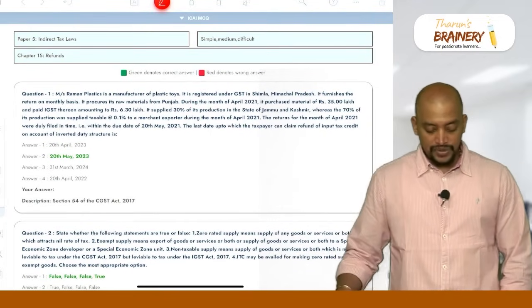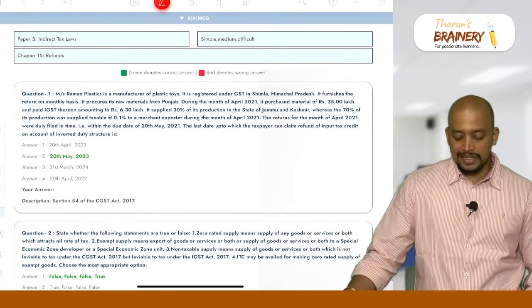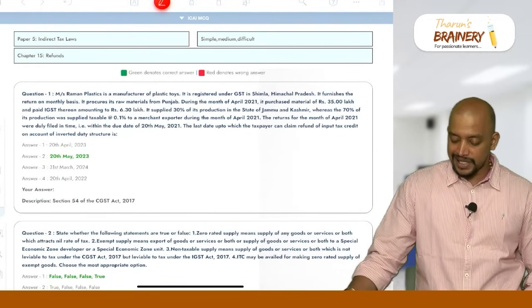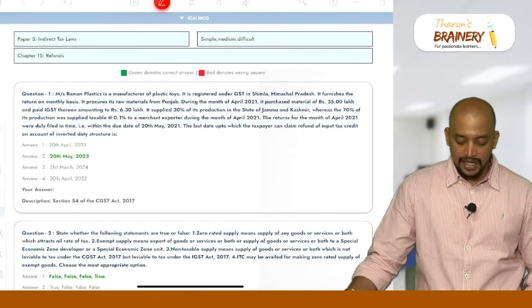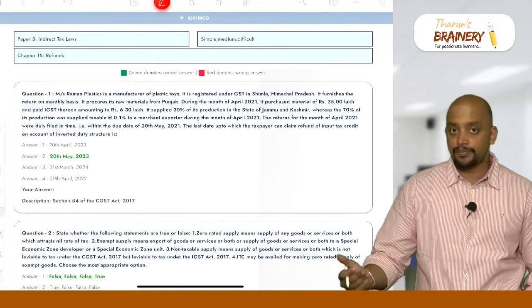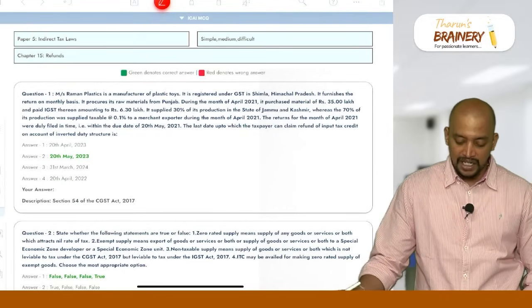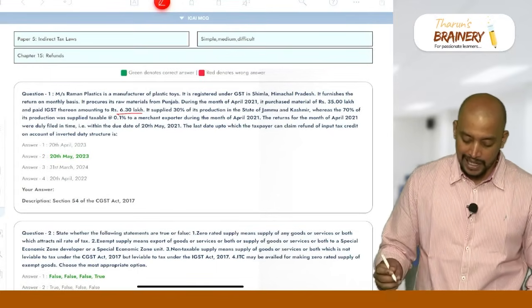Then the next chapter, 15, refunds. Messrs. Raman Plastics is a manufacturer of plastic toys. It is registered under GST in Shimla, Himachal Pradesh. It furnishes the return on a monthly basis. It procures raw material from Punjab. During the month of April, it purchased material of 35 lakhs and paid IGST thereon amounting to 6.3 lakhs.